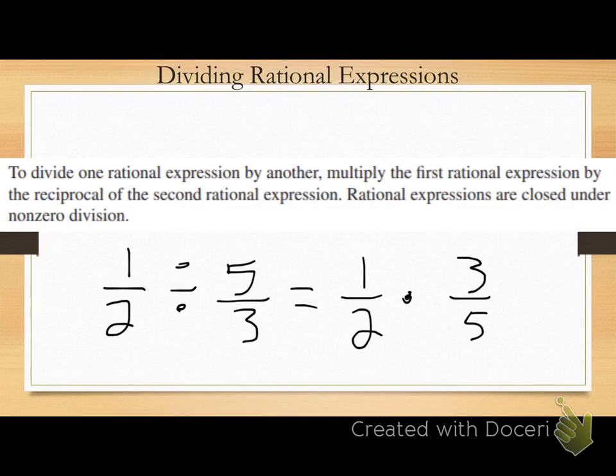Same concept with our rational expressions. To divide one rational expression by another, multiply the first rational expression by the reciprocal of the second rational expression. KFC. Keep, flip, change. And we don't need that last sentence, but rational expressions are closed under non-zero division. So, still, we're using all the same processes we use when we're dealing with numerical fractions. They just look different because they got polynomials involved in them. So are there any questions about dividing rational expressions? Makes sense. It's the same as our numerical expressions. KFC.